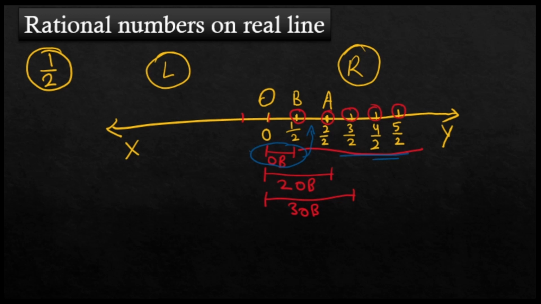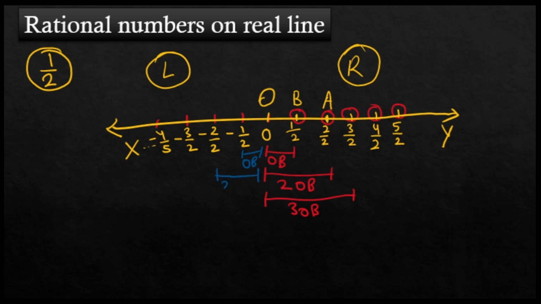The same standard distance we will take here to set off the equal distances and to draw the points which will denote the negative rational numbers. Hence, minus 1 by 2, minus 2 by 2, minus 3 by 2, minus 4 by 2, and so on to infinity. From point O to the next point, the distance is the same, OB. From point O to the next point, the distance is 2OB, and so on.